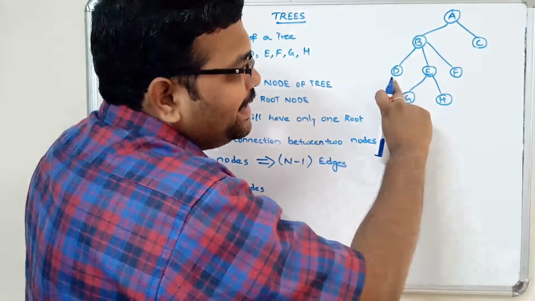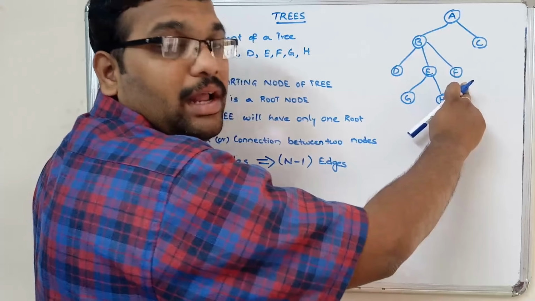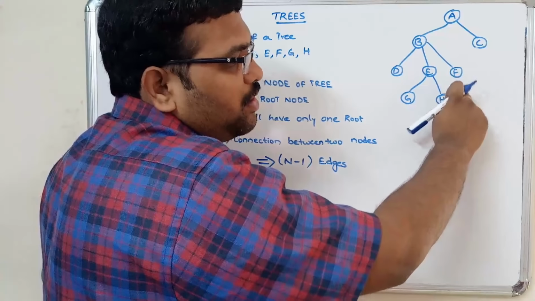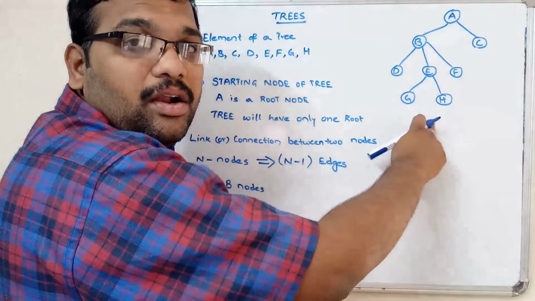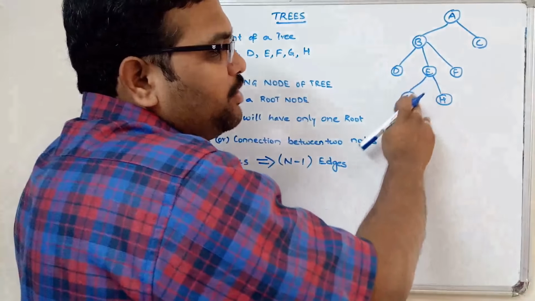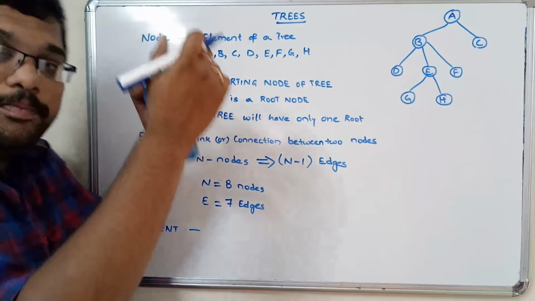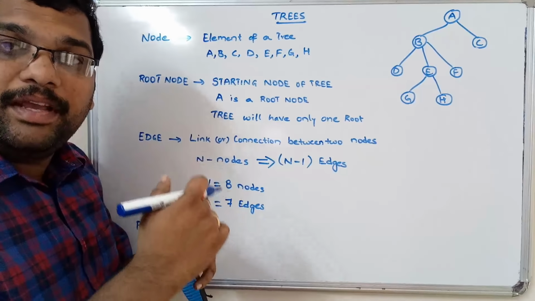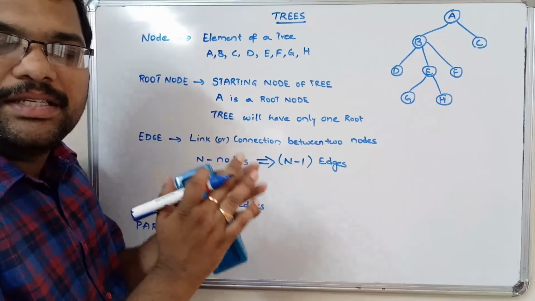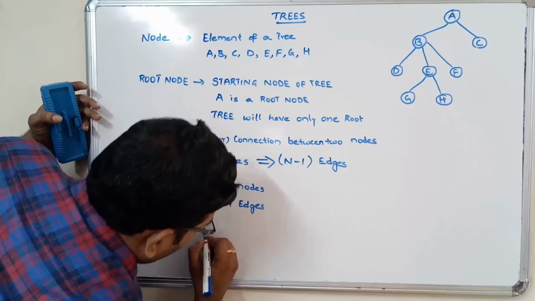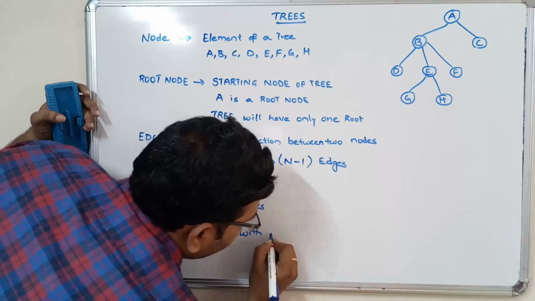Similarly, D is not having any branches, so D is not called a parent. F is not having any branches, so F is not a parent. G and H are also not parents, but E is having two branches, so E is called a parent. From top to bottom, if any node is having branches, then that node can be considered a parent. A node with branches.